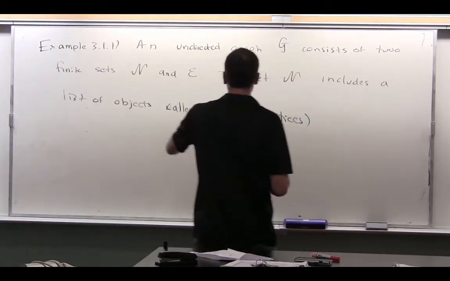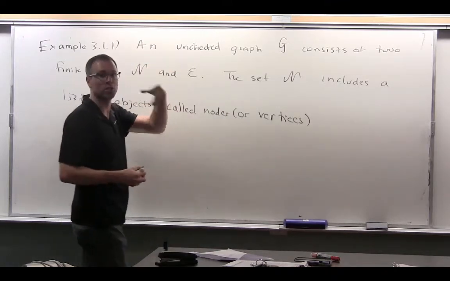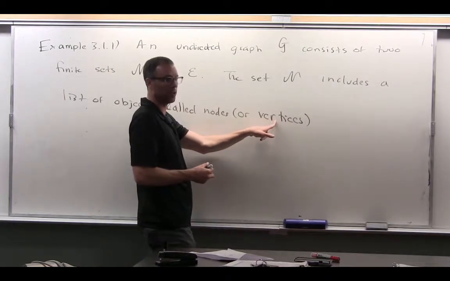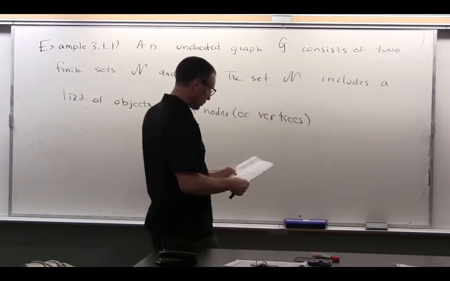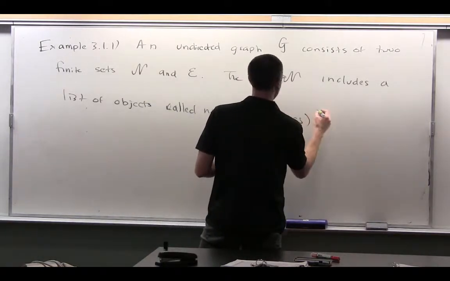So for now, when we're talking about general undirected graphs, and we don't impose Cartesian coordinates, we'll use the word nodes. If we imply that we want to use actual coordinate systems, then we'll talk about those as vertices, right? Okay. So that's the list N.